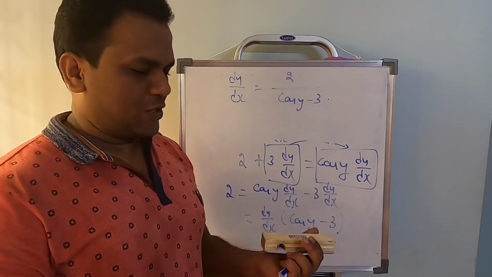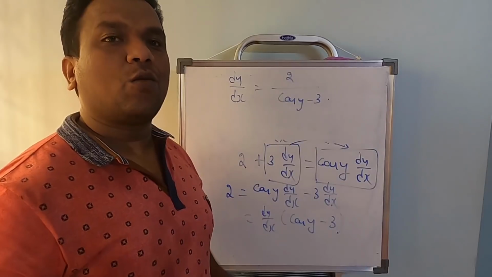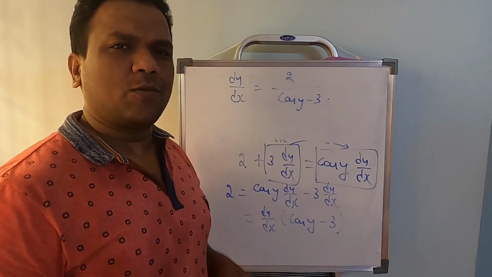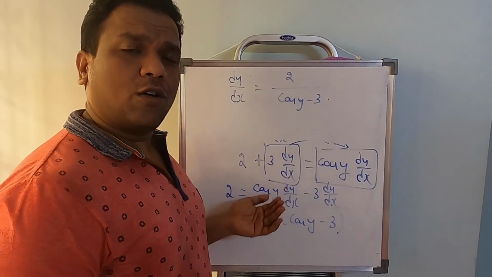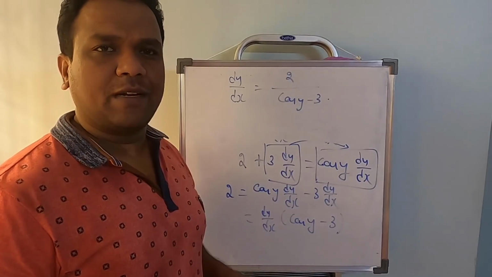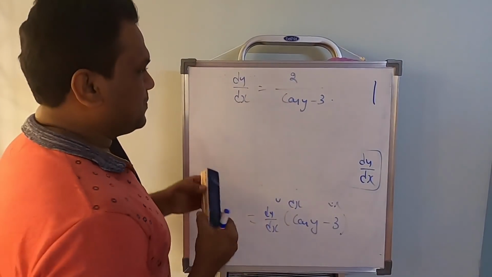So in implicit function, you will be getting more than one dy by dx term actually. Let it be any number of terms which contains dy by dx. Collect all of them to one side, take dy by dx common and simplify till you find the value of dy by dx. Now let's continue with problem number 3.